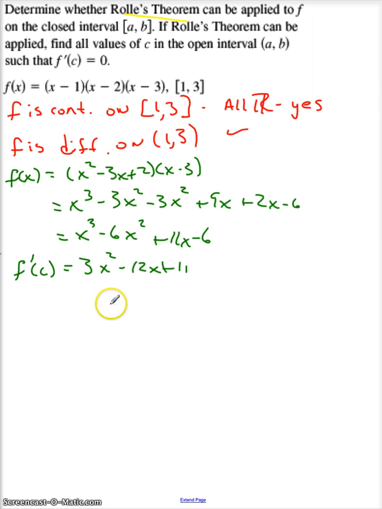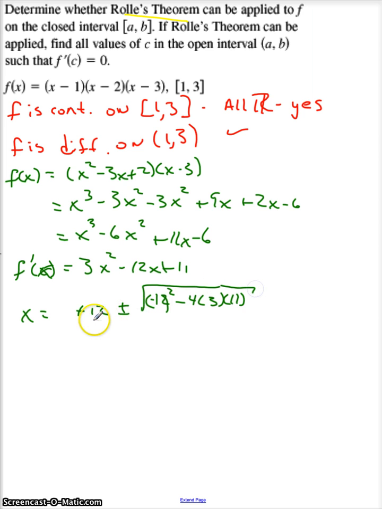Now to find the points, just apply the quadratic formula. So, I guess it should be x. The x's are 12 plus or minus the square root of negative 12 squared minus 4 times 3 times 11 all over 2 times 3. Now this is ugly. I'm not going to kid you, this is ugly.